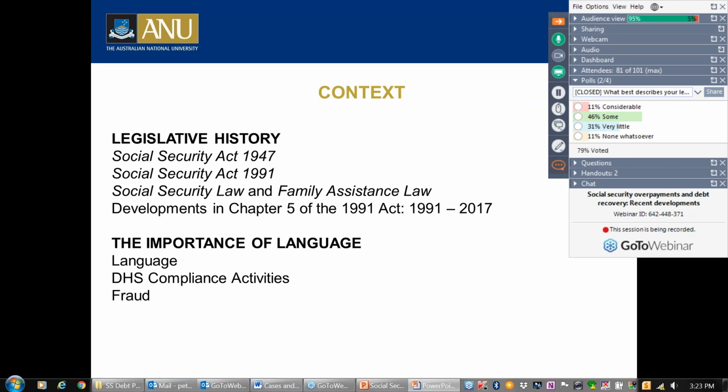Now, just briefly, and the paper's got a good history of this, just briefly, I'll go through what's happened to Chapter 5 of the Act between 1991 and 2017. Just looking at the poll results.